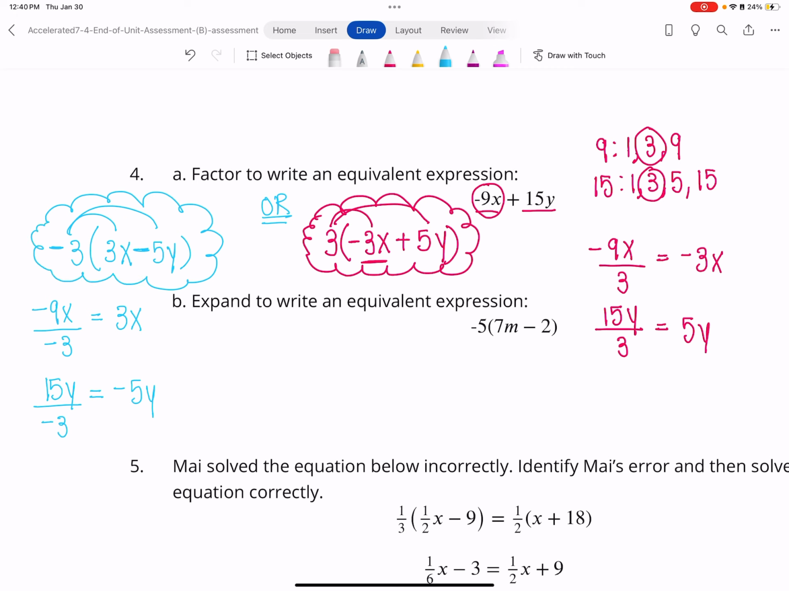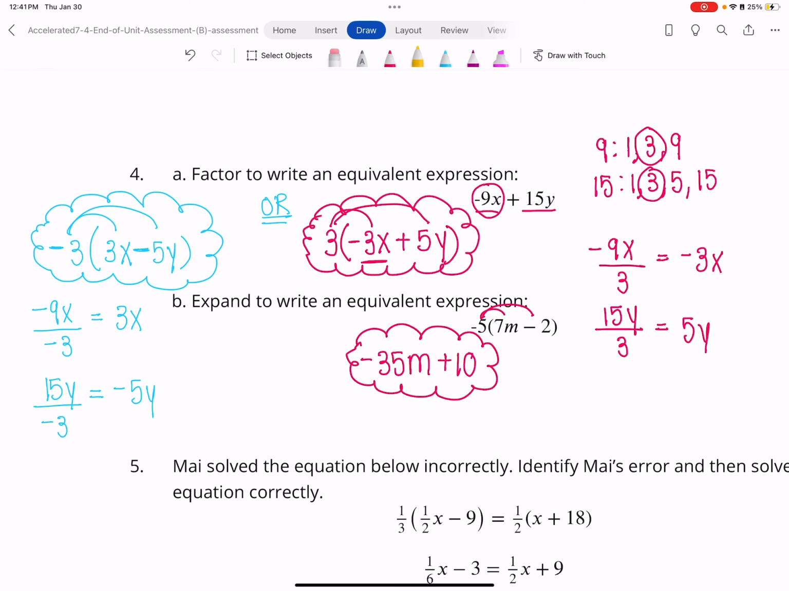Lastly, for question number 4, we have a part B. It says expand to write an equivalent expression. We've been doing a lot of expansion using the distributive property. So we'll take the negative 5 and we multiply that by a 7m. We get a negative 35m. And then negative 5 times a negative 2 is positive 10.